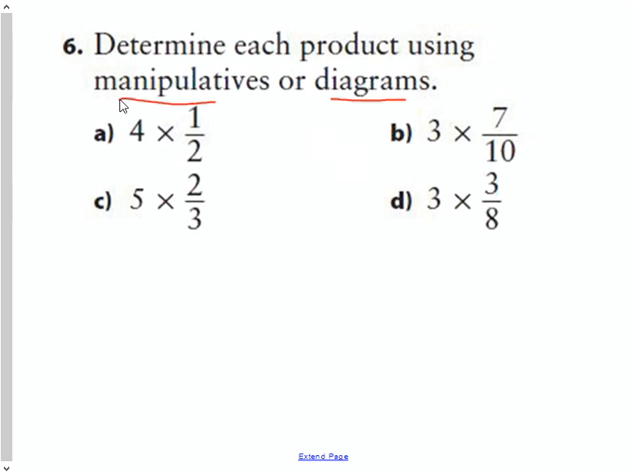For the first two, I'm going to solve with pictures, and the second two I'm going to solve with number lines. So you might have done all with pictures. That's okay. Just pay attention as we go through it. So the first one says 4 times a half, or we could say 4 groups of a half. So if I draw a half, I say, well, how many groups do I have? I have 4 of those.